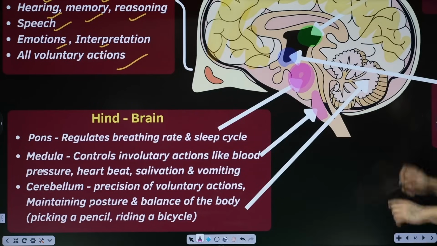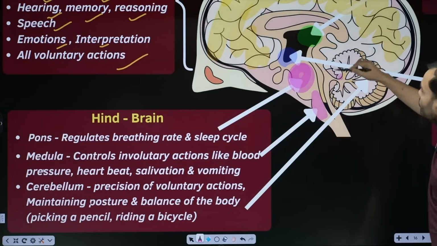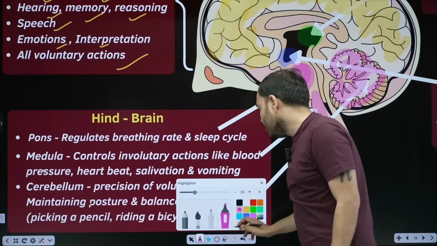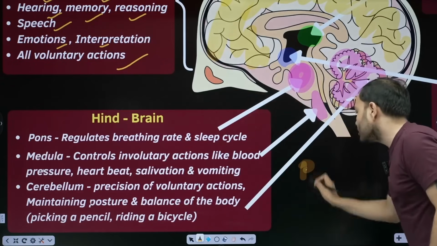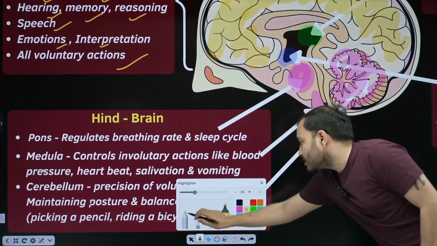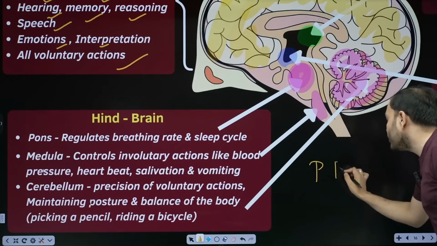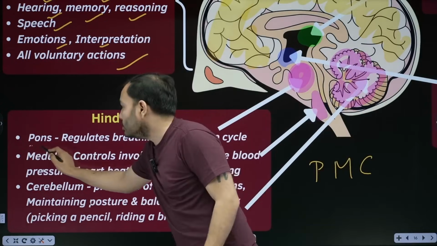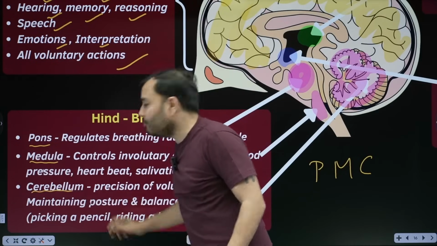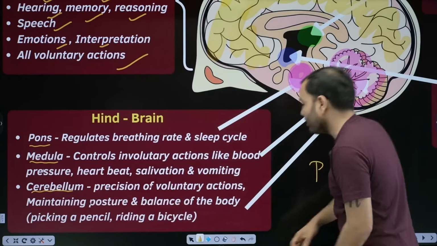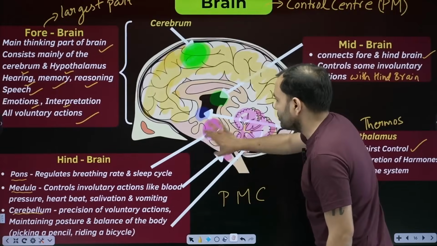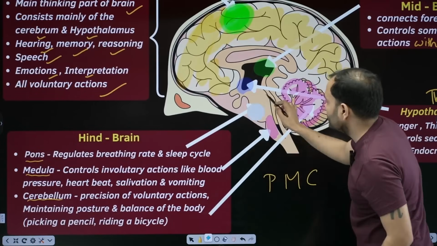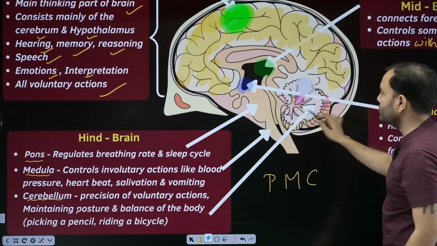After this, you will see a cauliflower-like structure here. Do you see this cauliflower? We call it the cerebellum. So the hindbrain has three things: pons, medulla, and cerebellum. We will understand all three functions. Where are the pons? The upper part that looks raised here is the pons, this is the medulla, and this is the cerebellum.